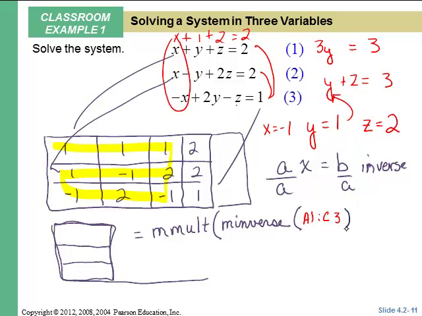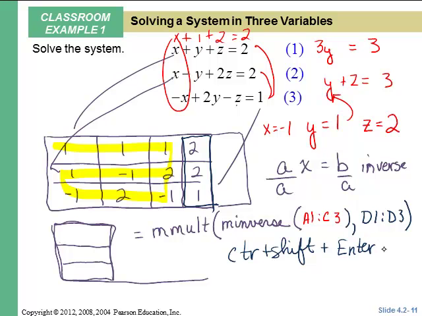So we're going to matrix multiply that by these right here, which are D1 to D3, close parentheses, and then make sure you press Control, Shift, and Enter at the same time. And then when you press Control, Shift, Enter, this box should say -1, 1, 2.